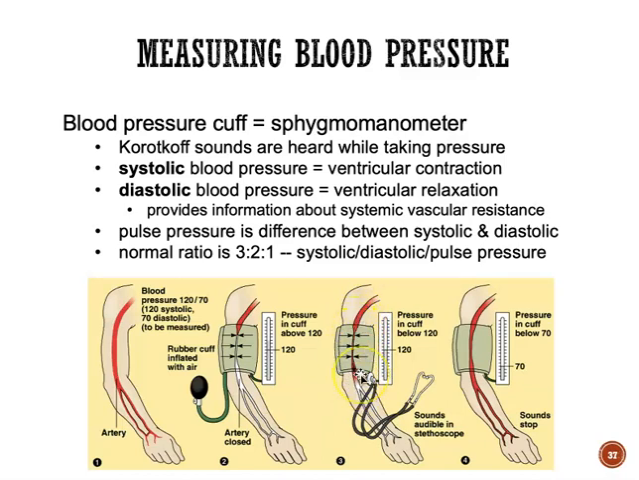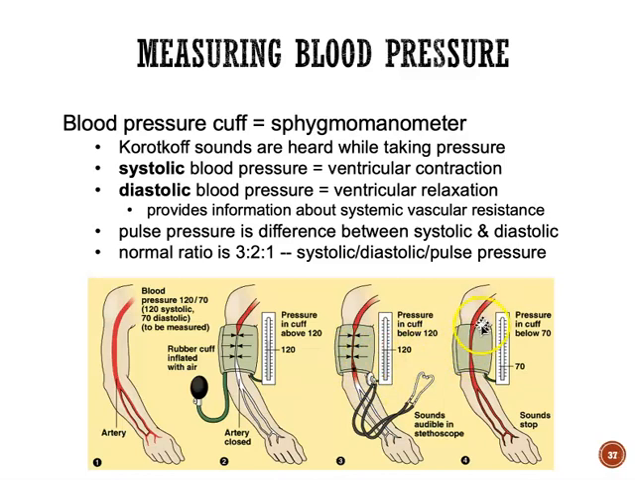And when it does that, you actually hear turbulence, and that's what is called a Korotkoff sound. So when you start hearing it, that's what people use a stethoscope for. That first sound you hear indicates that your systemic blood pressure is equal to whatever the pressure is in the cuff. So that's your systolic pressure.